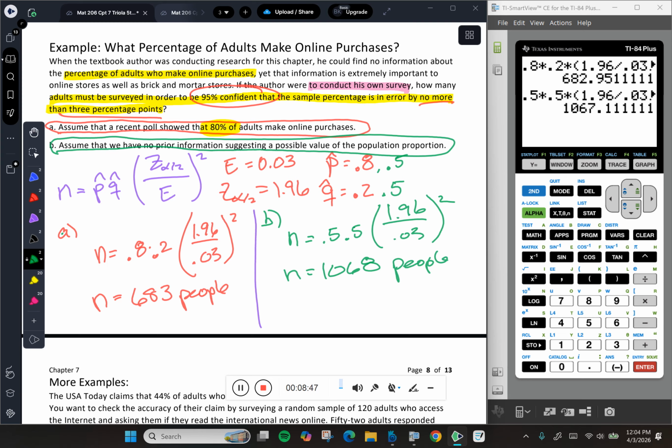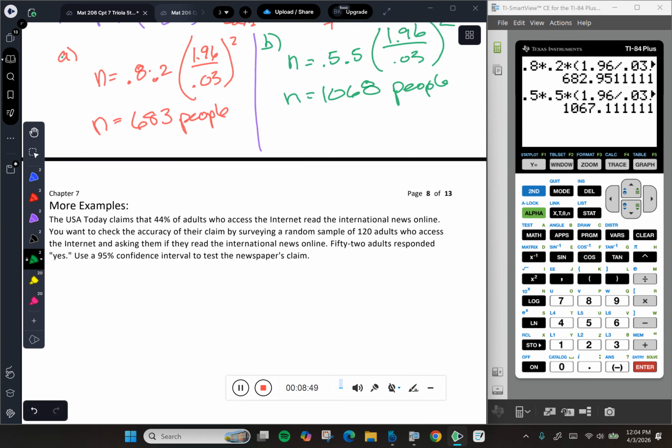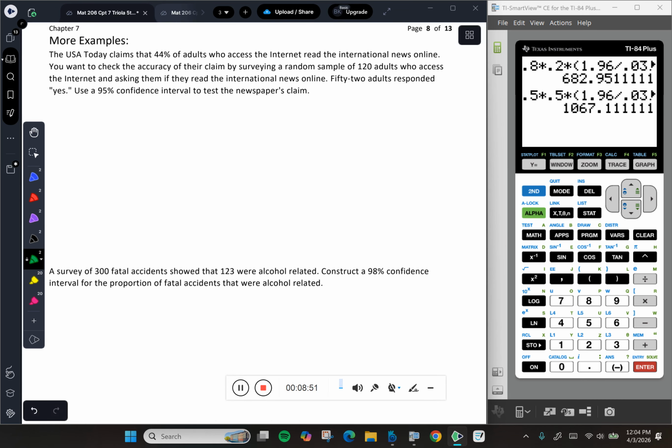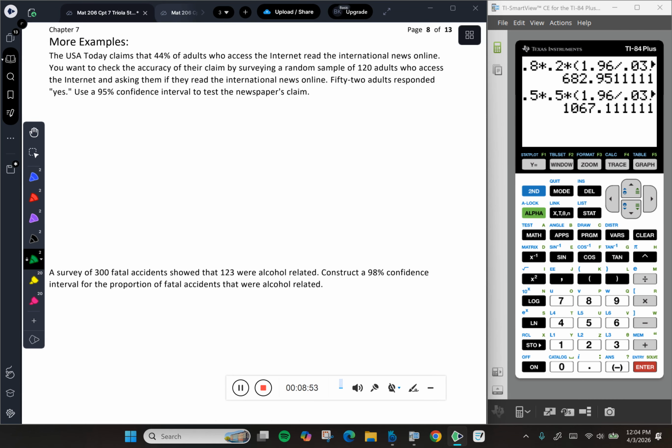Okay? All right, let's look at some examples. So here are some problems where we're just going to be asked to do something. It might be find a confidence interval, find a point estimate, find a confidence level, whatever it's asking us to do, and we're just going to do it. Okay? All right, so we'll read the first one.